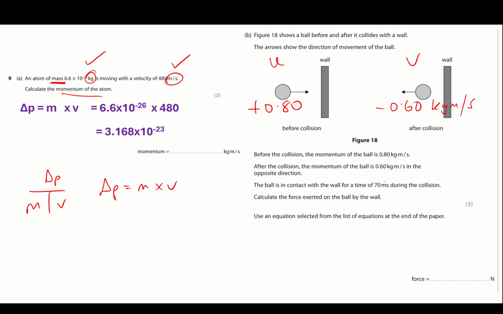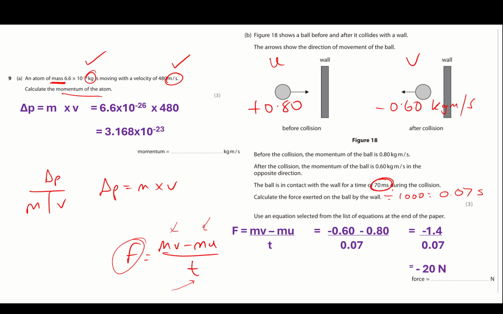The ball is in contact with the wall for 70 milliseconds. So divide by 1,000 equals 0.07 seconds. So unit change there. Use the equation. So we're going to need our F equals mv minus mu all divided by t. And to find it from your list of equations, we've got two sets of momentum, we've got a time. So you should have been able to pick, and they want you to work out the force.